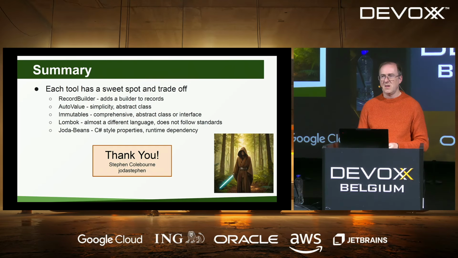So in summary, each tool has a sweet spot and a trade-off. You can add a builder to records. Well, that's Record Builder. You want something simple, that's AutoValue, which I haven't talked about today, but it's an older project. Immutables, so something really comprehensive, abstract classes, interfaces. So if you want immutable beans, that's kind of been the go-to standard for a while. Lombok, almost a different language. Is it Java? The Oracle team probably would tell you it's not Java. And Joda Beans, it's just generating source code that you would have written yourself.